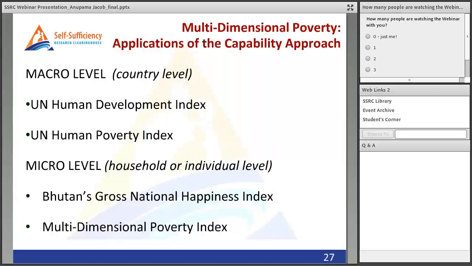So we will now look at the following measures based on Sen's capability approach to poverty measurement. Two of them are at the macro or country level, the Human Development Index and the Human Poverty Index, and two are at the micro or household level, and I'll be talking about Bhutan's Gross National Happiness Index and the Multidimensional Poverty Index.